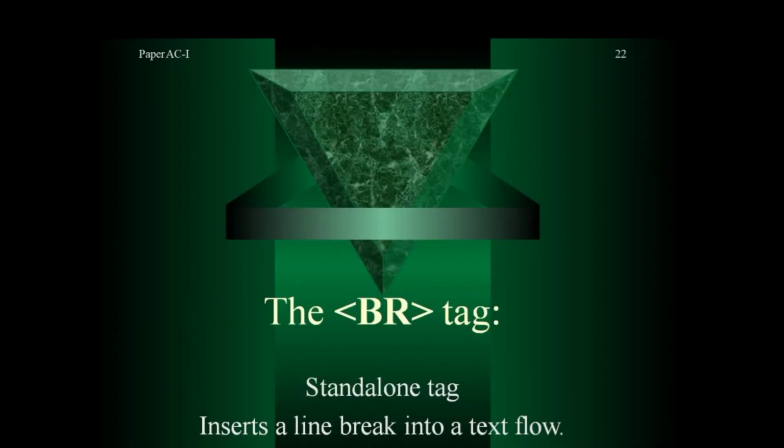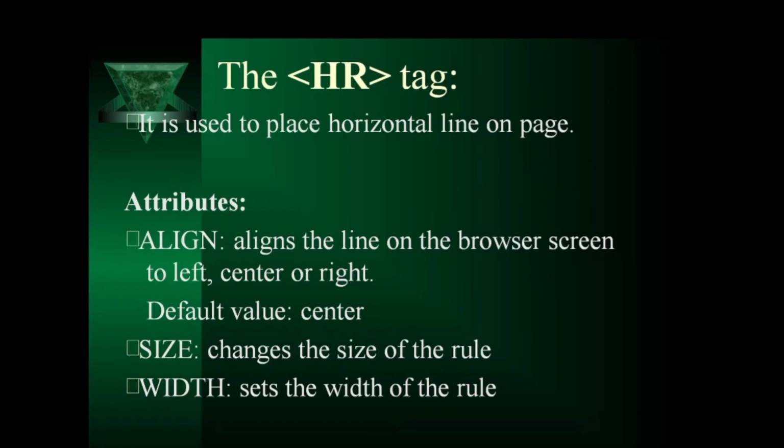Okay. The next is BR tag. BR means break line. It inserts a line break into a text flow. Okay. The next is HR tag. HR means horizontal rule. It is used to place a horizontal line on the page. Okay. Attributes that we can assign with that HR tag.